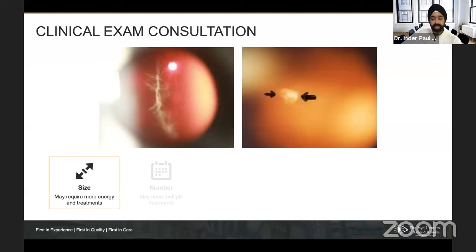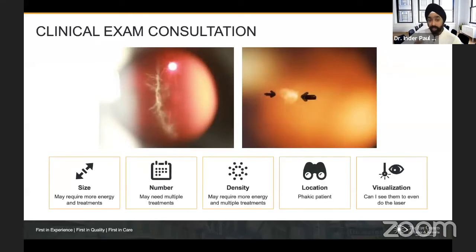And how do we know in the exam room lane, what do we do? Well, number one is, can I see it? Do not treat a floater unless you can see the floater and you can correlate that with the patient's symptoms. There's a disconnect. Patients may have 4, 5, 6 different floaters and they may only be bothered by one.